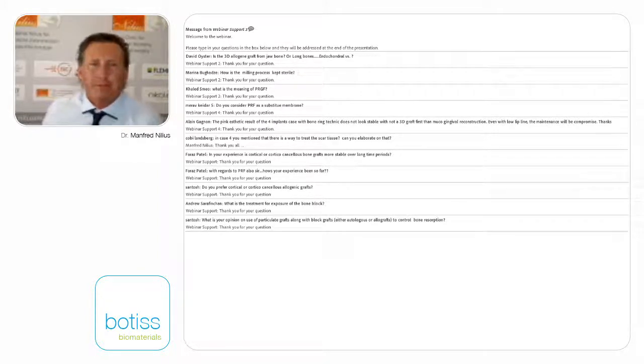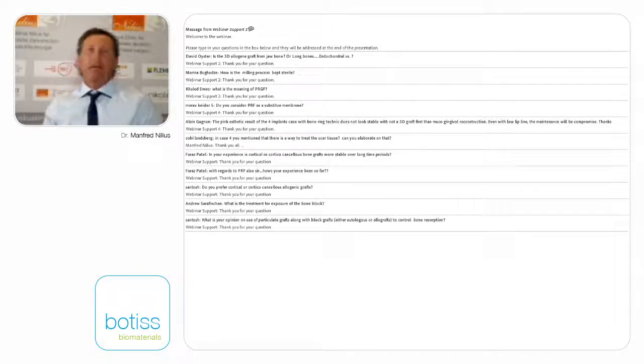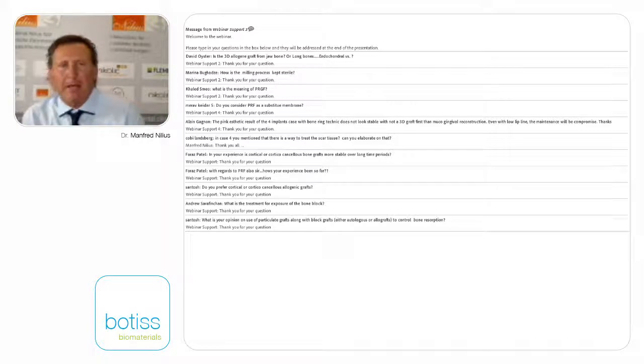Endochondral, long bones. David Oyster is asking if it's a 3D allogenic graft from jawbone or is it from long bones? Normally it's made from tibia, but maybe I have to give this question back to the botiss team, and you can ask the team from botiss directly.